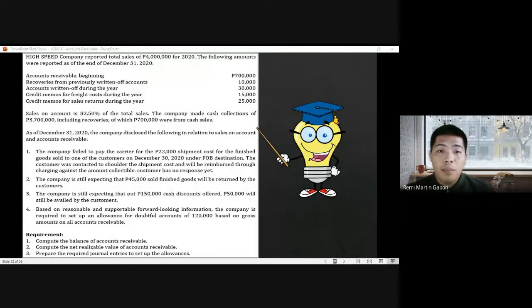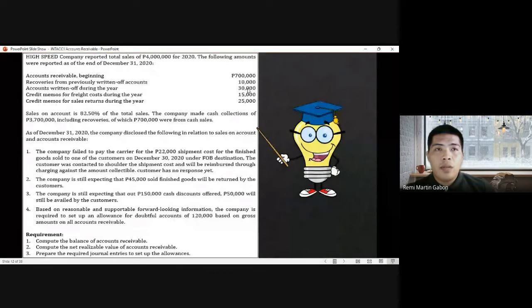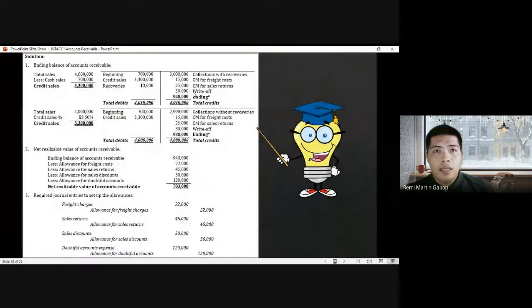Kaya meron tayong 3 million on our solution on the credit side. Okay? So we assume that the 3 million includes collection with recoveries. Okay? Then for the credit memos for freight cost, we have 15,000 on the credit side. Credit memos for sales return, the same, 25,000. Then the write-off of 30,000, it is on the credit side. So total debits is 4,010,000. We assume the same figure for the total credits.